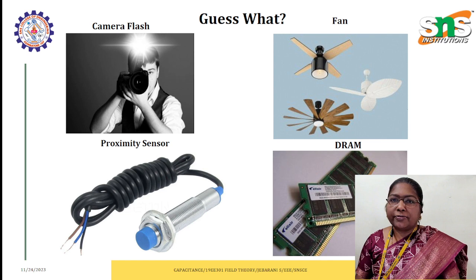Yes, if you take up the first application, that is a camera flash, where the impulse electrical energy is getting converted into light energy. And if you take up the fan, you need a device for the continuous rotation of the blades. And what is the principle behind a proximity sensor? And can you guess how the data, the ones and zeros, are going to be stored in the DRAM? Yes, all these applications need a device called a capacitor.